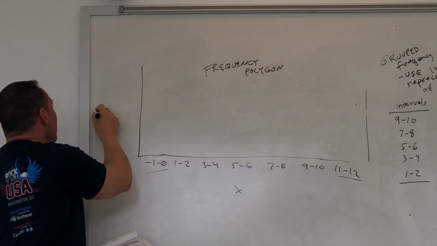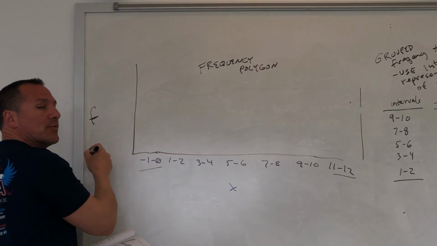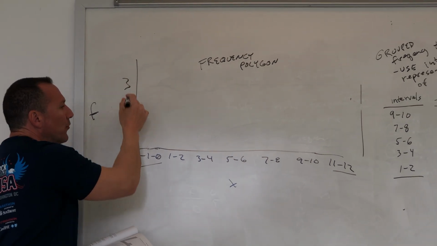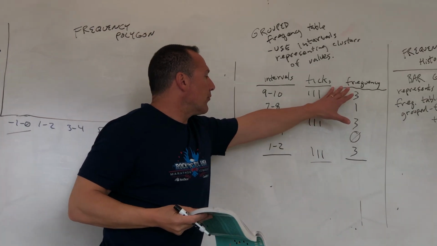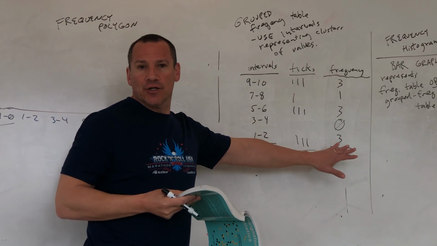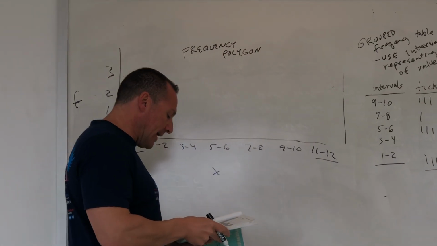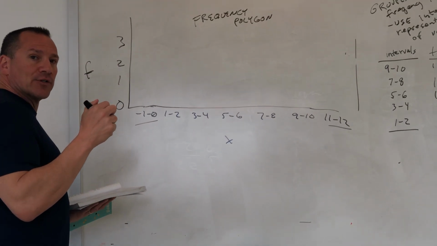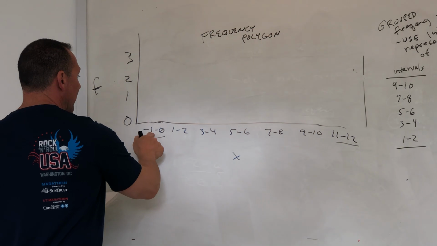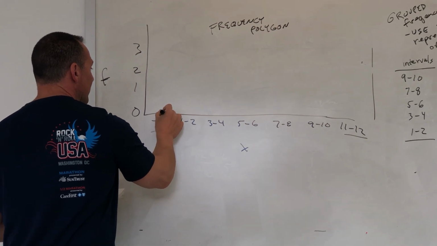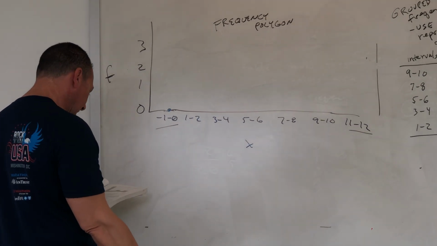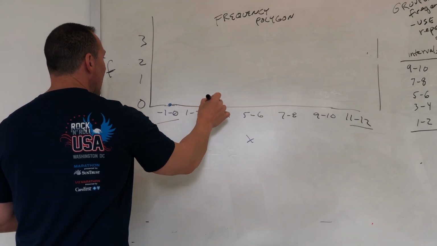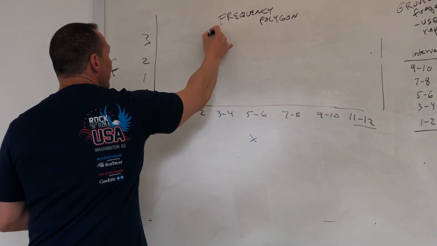Otherwise, the y-axis still represents frequency. We still have 0, 1, 2, and 3, because the most frequent interval was 3 and no more than 3, so we're going to go up to that. The next thing that we're going to do is for each interval, we're going to make a dot. So -1 to 0 happens 0 times. I'm putting a dot right on the x-axis. 1 to 2 happened 3 times, so I'm going to put a dot up here.